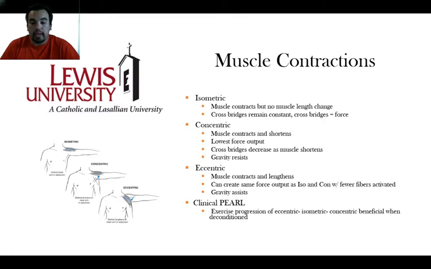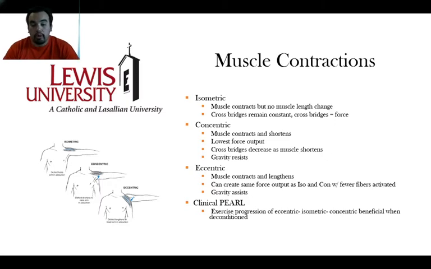A muscle contracts and it lengthens at the same time. So to bring my arm down in a slow position, right, my deltoids have to slowly allow that muscle to stretch, allow the joint to come down while still contracting and lengthening at the same time. You can create the same force output as an isometric and concentric with fewer fibers actually being activated. And we also have gravity assisting us as these eccentric contractions typically occur.